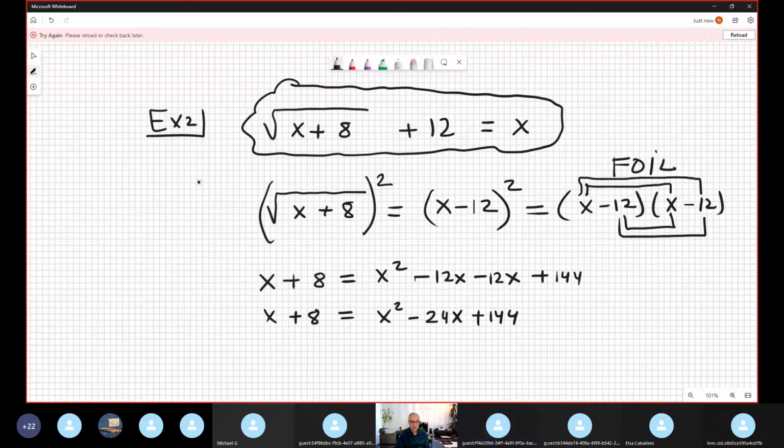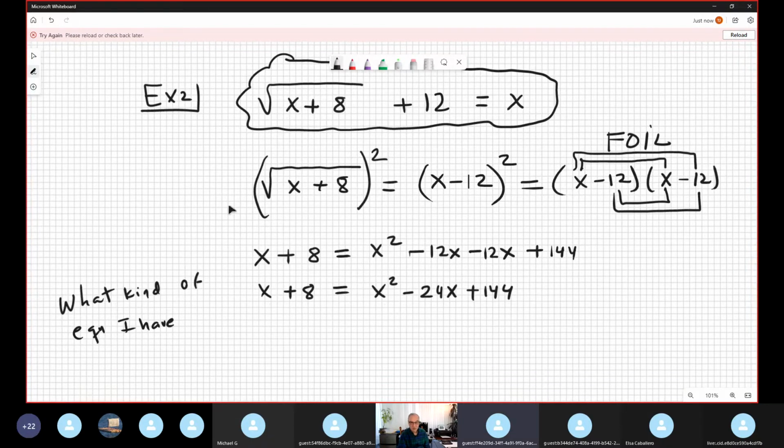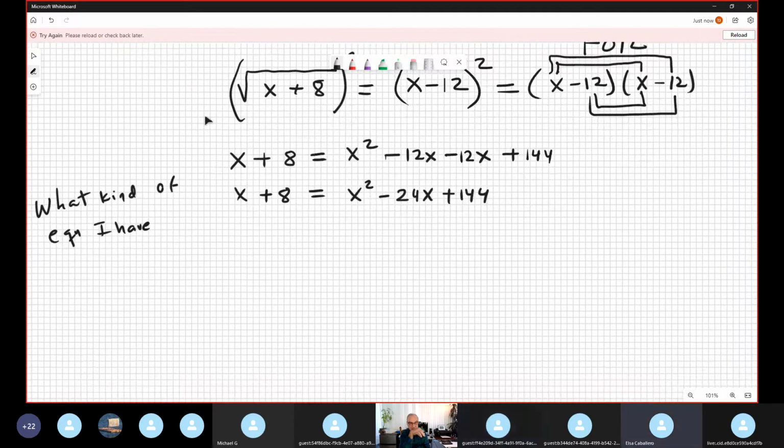What kind of equation do I have in this moment? Very important, identification. Quadratic. You see, this x squared is the clue that gives me the identification that it is quadratic.